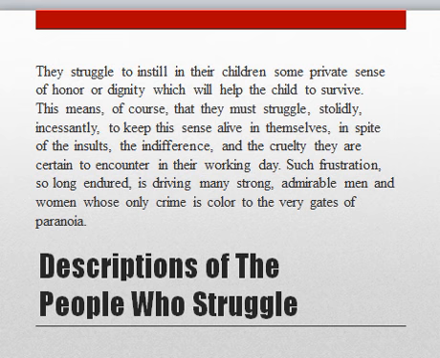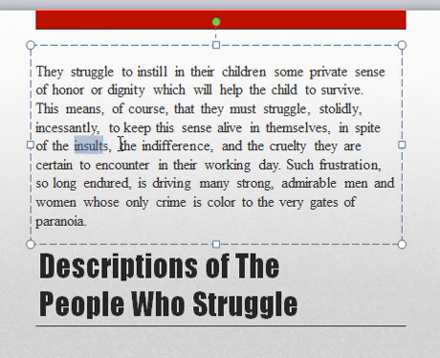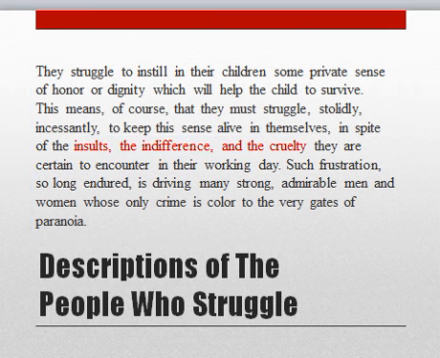These are the people that struggle. They struggle to instill in their children some private sense of honor or dignity which will help the children to survive. This means, of course, that they must struggle stolidly, incessantly, to keep this sense alive in themselves, in spite of the insults, the indifference, and the cruelty they are certain to encounter in their working day. So he is emphasizing once again the racism that these people who struggle in the African American community face.